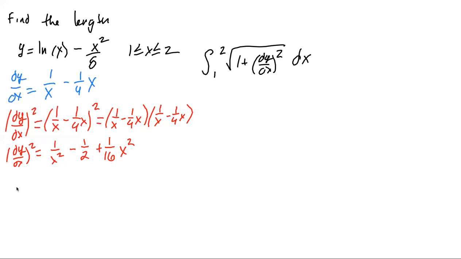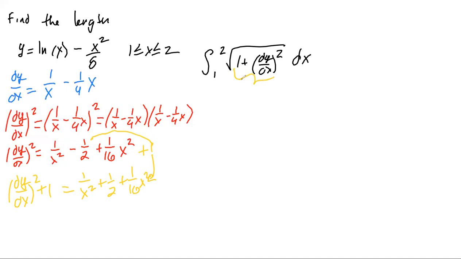So here, if we have (dy/dx) squared plus 1, that's the net effect of adding 1 to this right here. So if we add 1 to this, that 1 minus 1/2 is positive 1/2. So 1 over x squared plus 1/2 plus 1 over 16x squared. That is going to be what's underneath this radical. That's going to be that quotient, that radical right there.